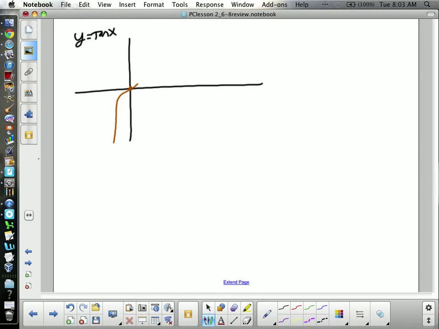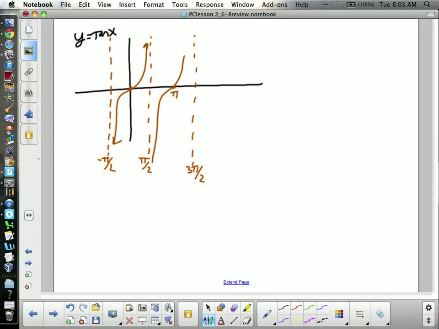Okay? And where are those asymptotes going to be for tangent, then? Half a period either way, which, since the normal period is pi, half a period would be pi over 2. And negative pi over 2. And so where is it 0 again? Every pi over 2 is where it's going to have an asymptote, so 3 pi over 2, and this is going to be a pi right here. Okay? And there's our basic tangent graph.